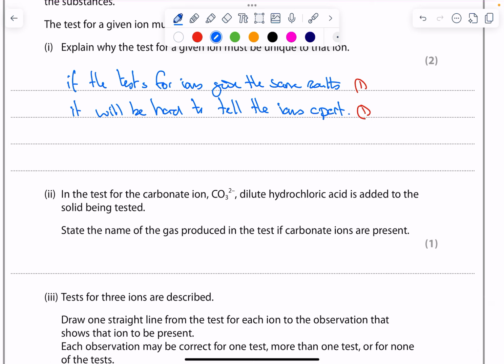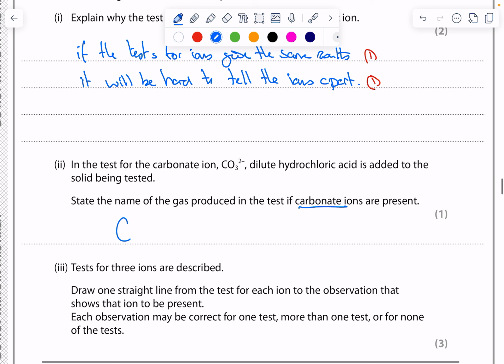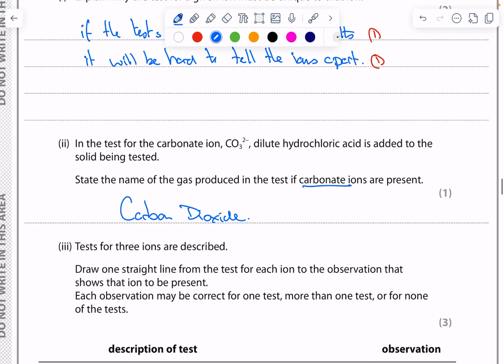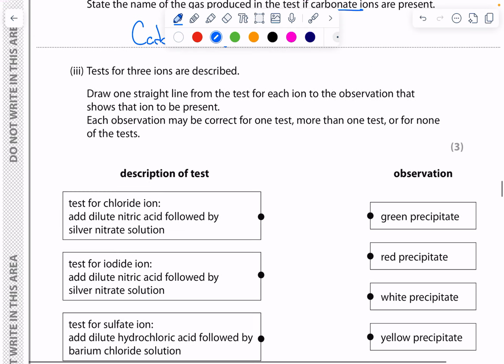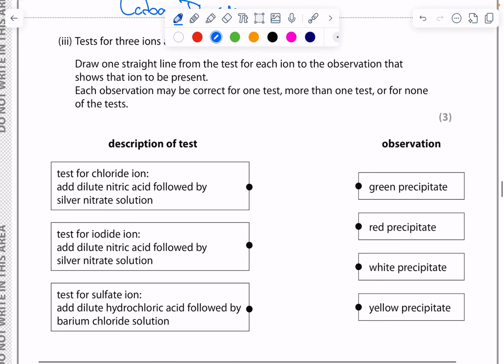Next one, state the gas produced if we've got carbonate ions present. So if we've got carbonate ions present, we will form carbon dioxide as a product. And then here we've got tests and observations. We have to link the two together.